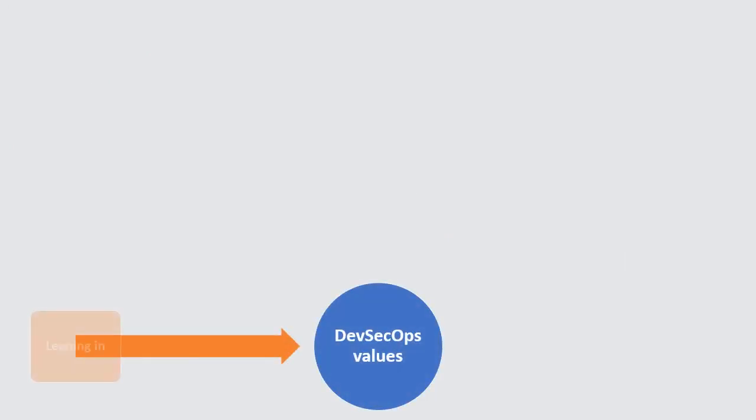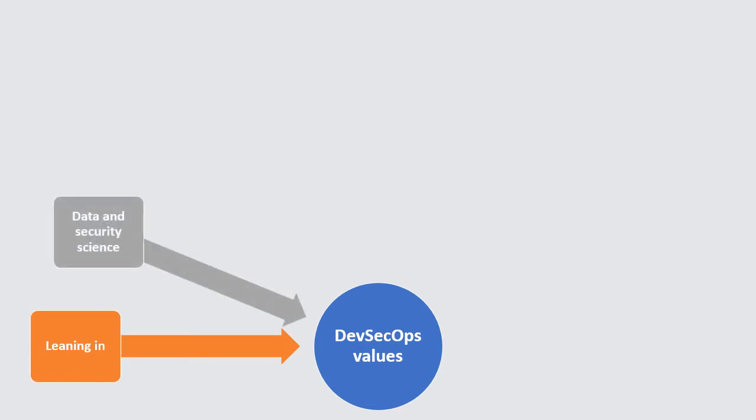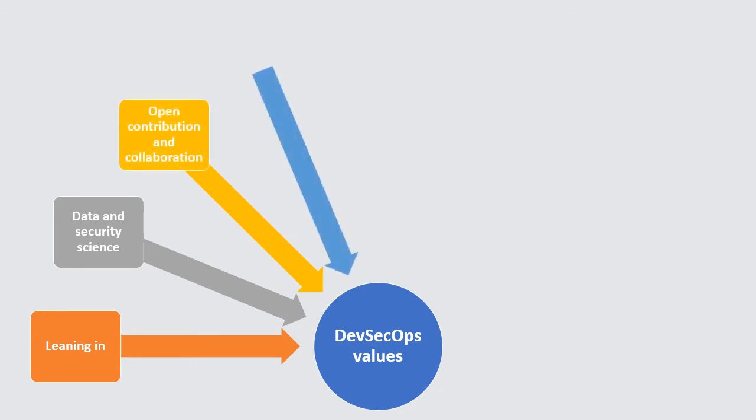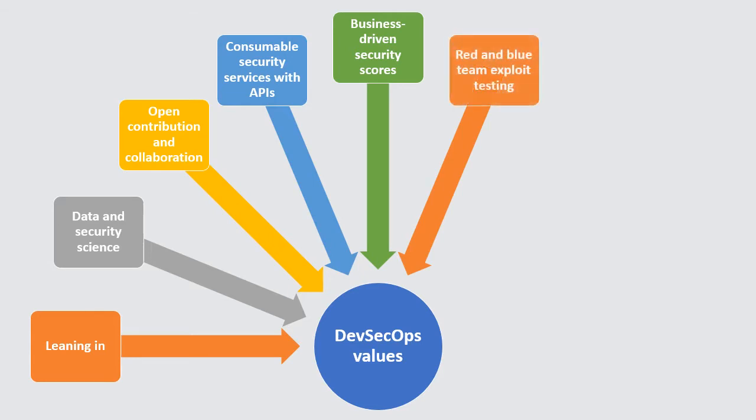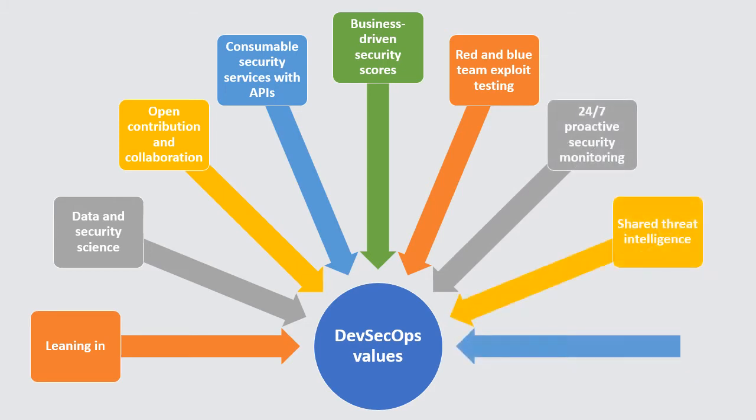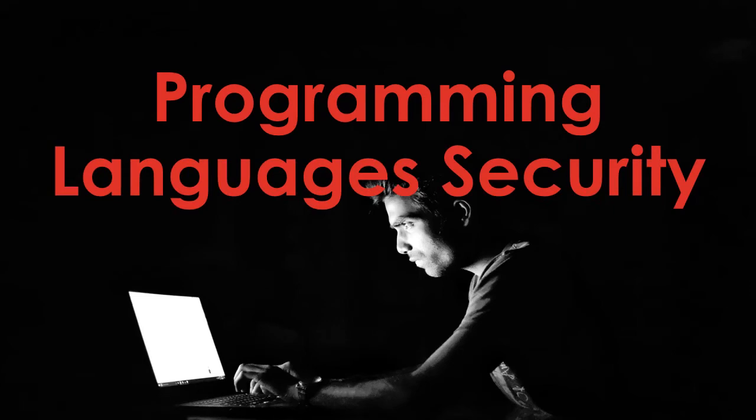DevSecOps values are: leaning in, data and security science, open contribution and collaboration, consumable security services with APIs, business-driven security scores, red and blue team exploit testing, 24/7 proactive security monitoring, shared threat intelligence and compliance operations, programming languages security.